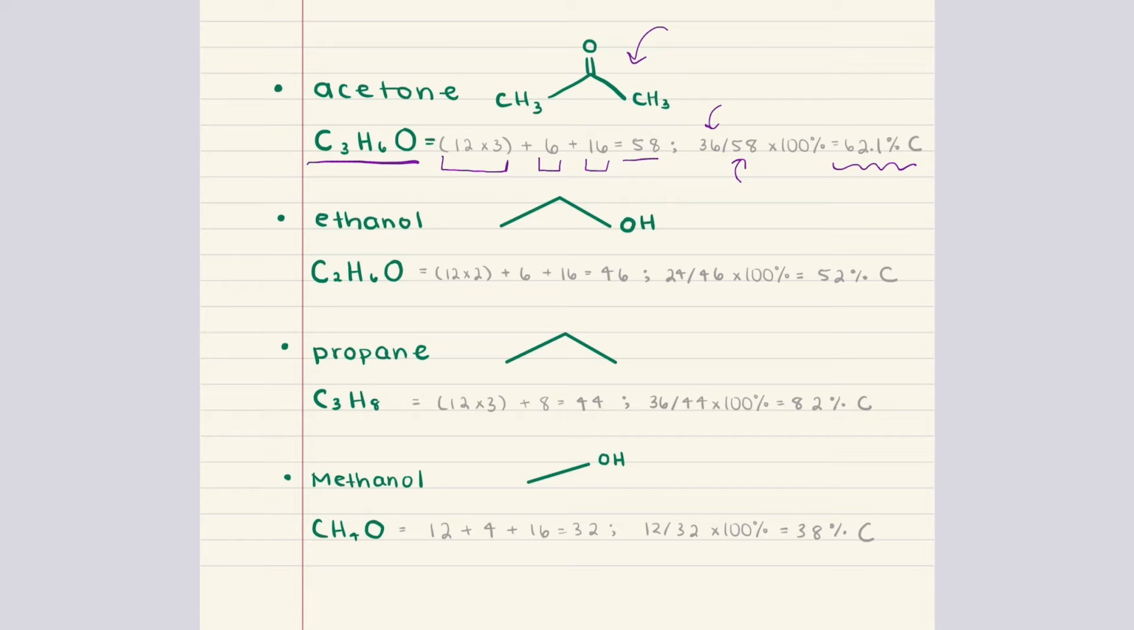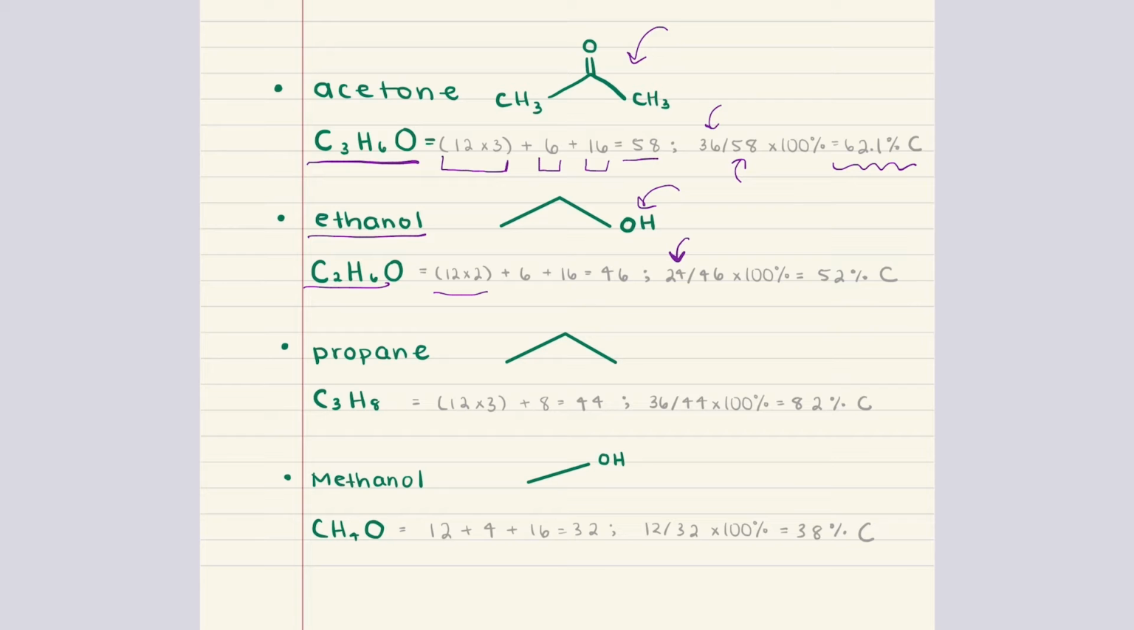Let's do option B. Option B is ethanol. I have the molecule drawn right here, and here is the molecular formula. C2H6O. Here we have 2 carbon atoms at 12 grams per mole each. That's 24 grams per mole. That's our numerator. Then let's figure out the molar mass of the molecule as a whole.